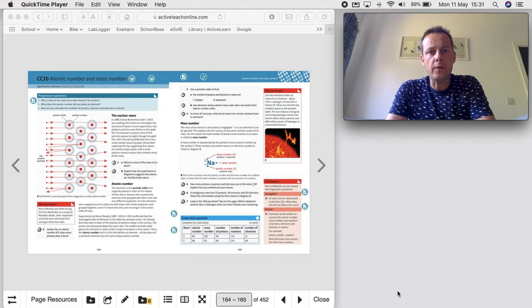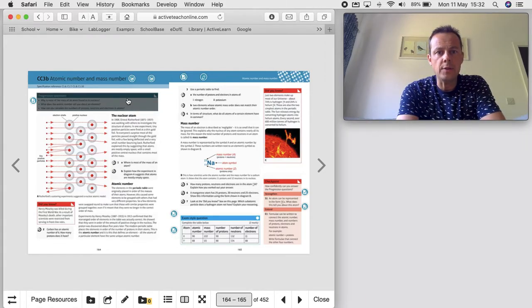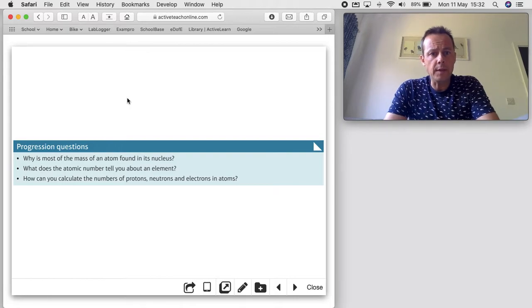This is another lesson on the atomic number and mass number on the periodic table. So we are still recapping all of our previous work and checking our understanding of atomic structure. Looking at the progress questions that we want to be answering today. First thing is being able to explain why most of the mass of the atom is found in its nucleus. Second point is, what does the atomic number tell you about the element? And the third thing, how can you calculate the number of protons, neutrons and electrons in an atom?